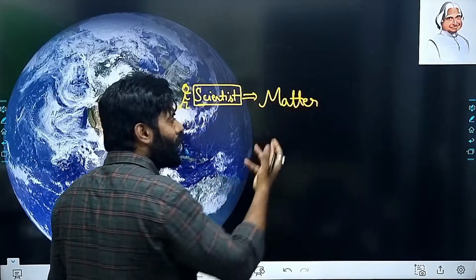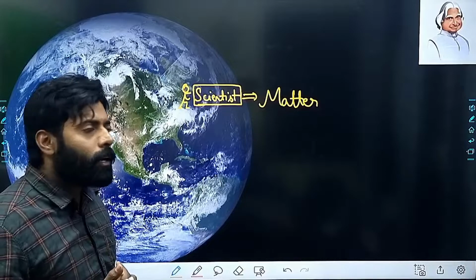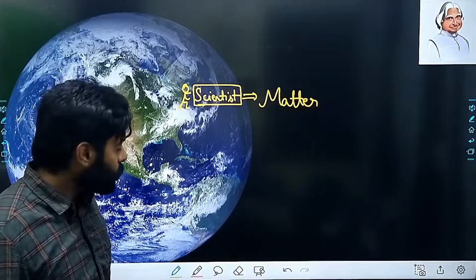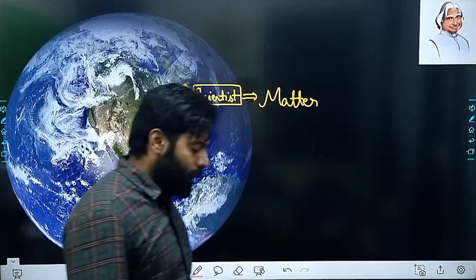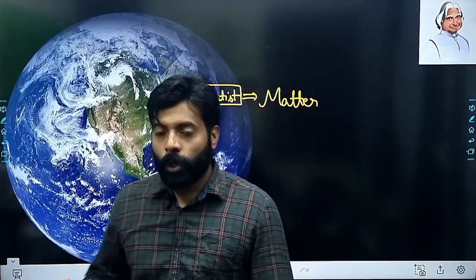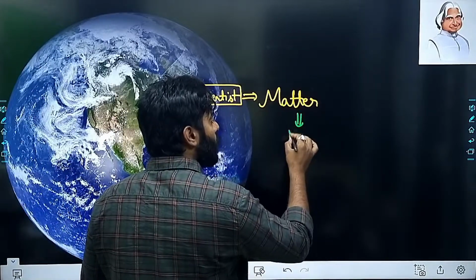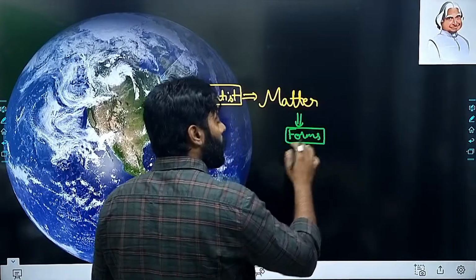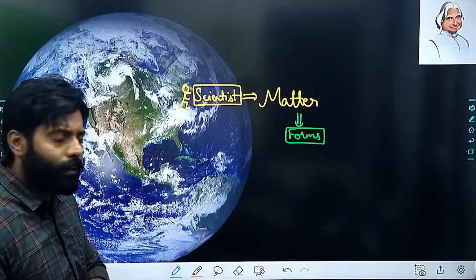Yes, sir, we already know about that. So what does it mean? Basically, this matter is of different shapes, different sizes, different scenarios, right? So there are so many things, different shapes, different sizes, different scenarios. There are so many forms which a matter can take, right?